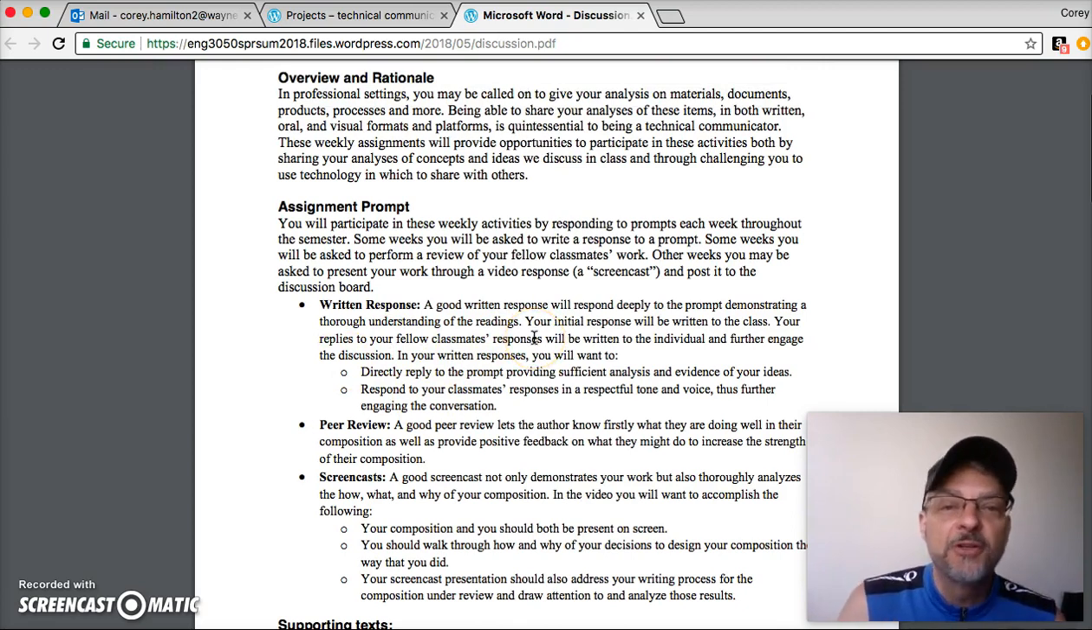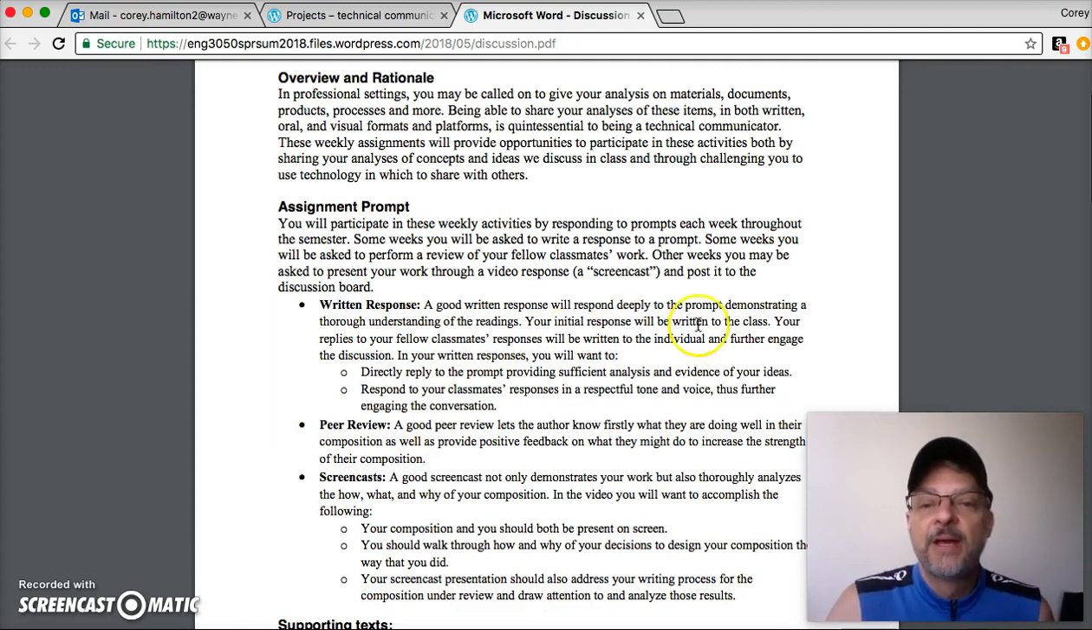A primary concern to you at the moment is, what about the written response this week? So let's read this. A good written response will respond deeply to the prompt, demonstrating thorough understanding of the readings. Your initial response will be written to the class, or in general. Your replies to fellow classmates' responses will be written to the individual and further engage the discussion. In your written responses, you will want to directly reply to the prompt, providing sufficient analysis and evidence of your ideas. So, referencing, for example, this week we want to reference Markel and Kramer and Bernhardt at a minimum. And then respond to your classmates' responses in a respectful tone and voice, thus further engaging the conversation.